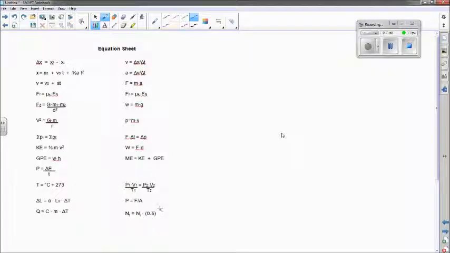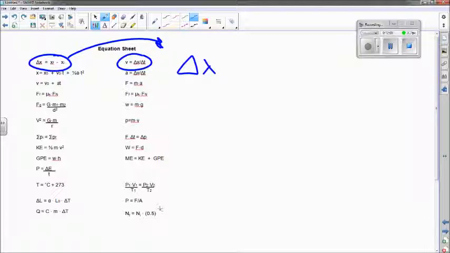Look at the equation sheet for Unit 1. In Unit 1, we basically have two equations that we're going to focus on. So let's take a look at this first one here. Delta x is equal to xf minus xi. This is really just a mathematical definition of displacement. Okay? Displacement, delta x, is really just change in position. Remember, delta or the triangle means change.